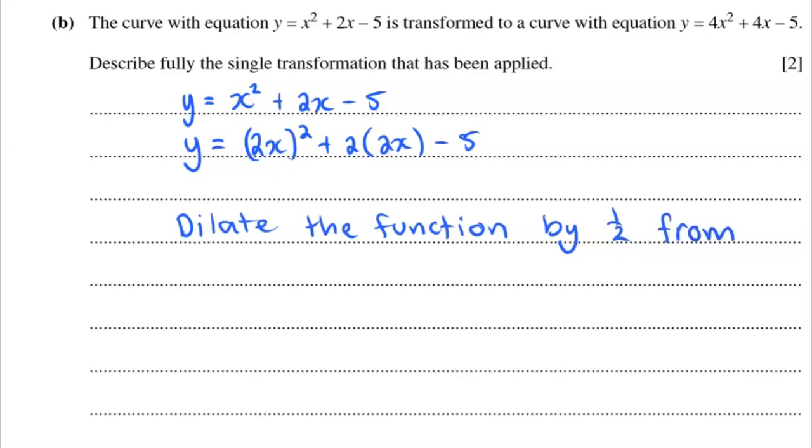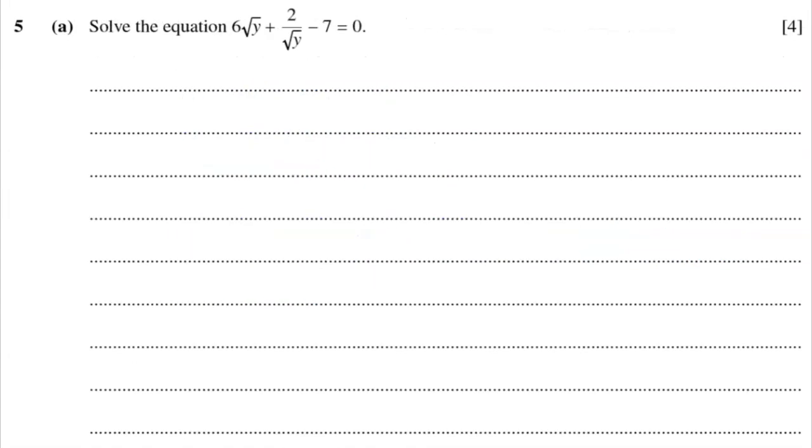We'll go from the y-axis. And we could write by a factor of a half. That may even be better. All right, question 5. Having done a few of these, it looks like a disguised quadratic, right? So how do we transform this so it's more workable?